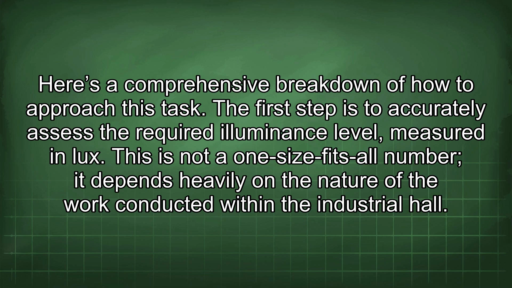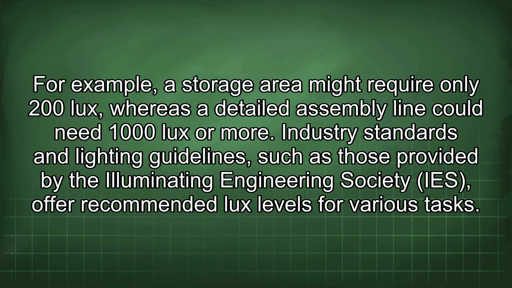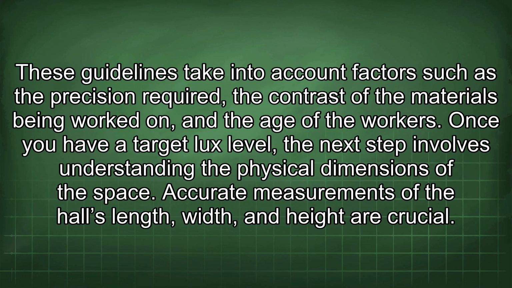The first step is to accurately assess the required illuminance level, measured in lux. This is not a one-size-fits-all number, it depends heavily on the nature of the work conducted within the industrial hall. For example, a storage area might require only 200 lux, whereas a detailed assembly line could need 1000 lux or more. Industry standards and lighting guidelines, such as those provided by the Illuminating Engineering Society (IES), offer recommended lux levels for various tasks. These guidelines take into account factors such as the precision required, the contrast of the materials being worked on, and the age of the workers.